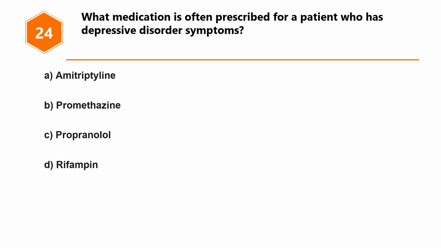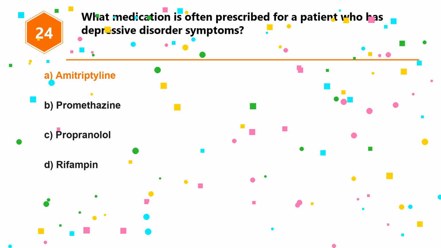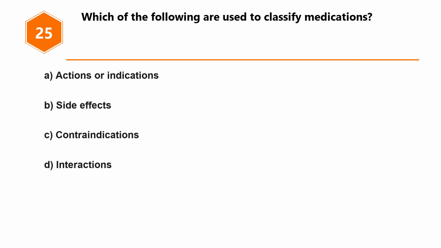Question 24. What medication is often prescribed for a patient who has depressive disorder symptoms? Option A. Amitriptyline. Option B. Promethazine. Option C. Propranolol. Option D. Rifampin. The correct answer is option A. Amitriptyline.